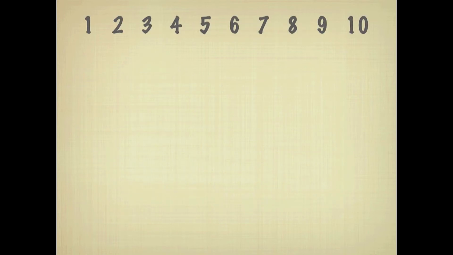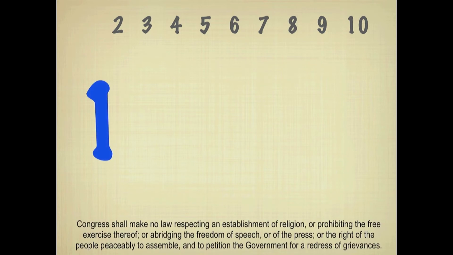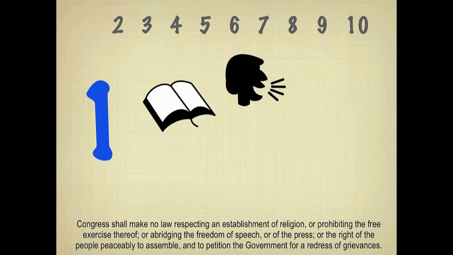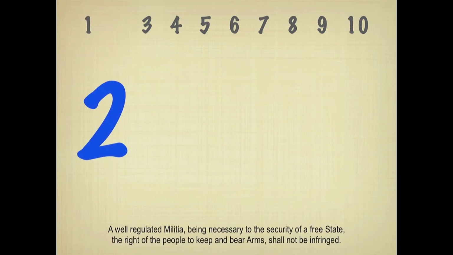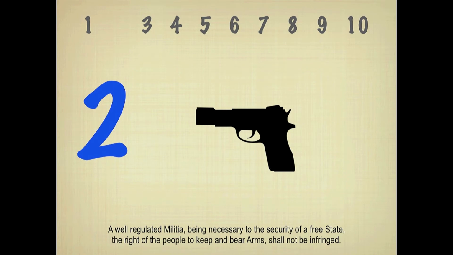I'll give a brief overview of each amendment. The First Amendment provides 5 freedoms, including the freedom of religion, speech, press, assembly, and petition. The Second Amendment provides the right to keep and bear arms.